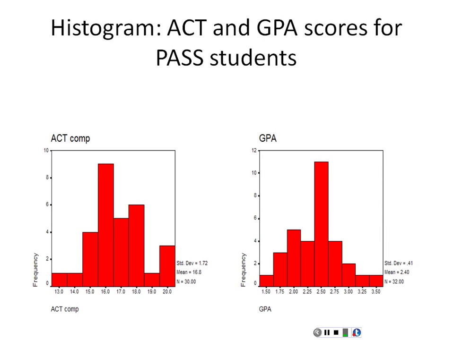So let's first start by looking at a histogram of the ACT composite and the high school GPA scores for students who are in our PASS program at St. Mary's, which is for students who ordinarily would not have been admitted because of either low ACT or low GPA. So you can see that both the GPA and the ACT are fairly normally distributed by the heights of the bars. You can also see the range of the GPA, and you can see the range of the ACT on this histogram.